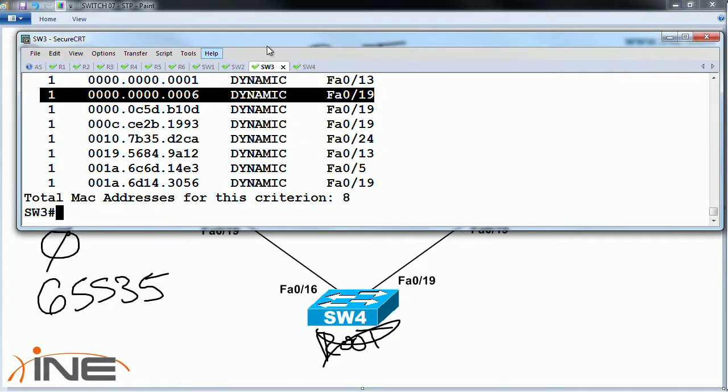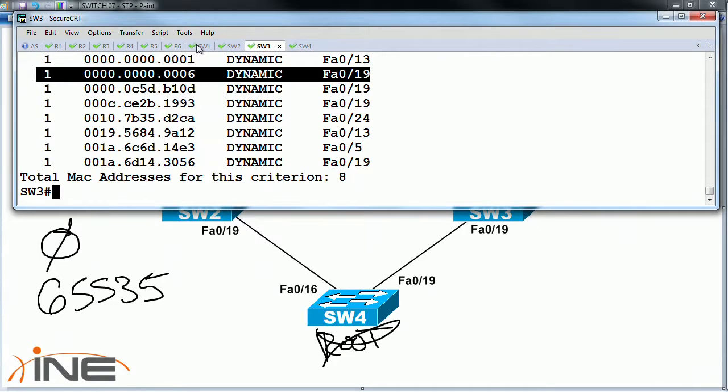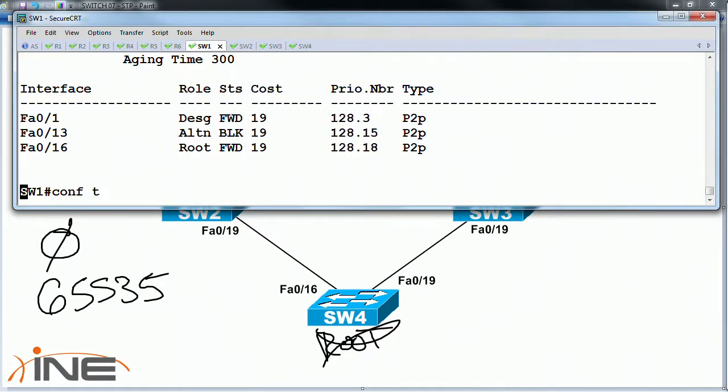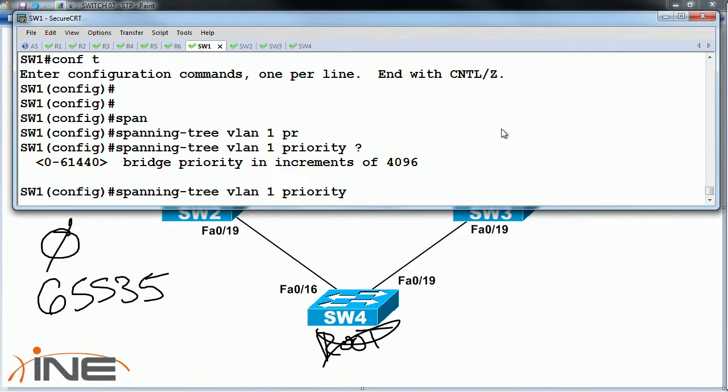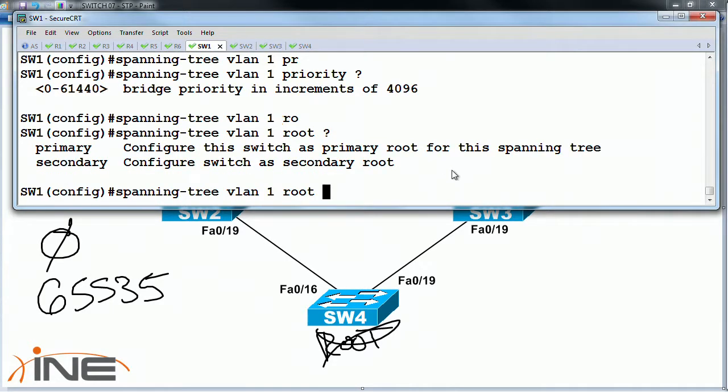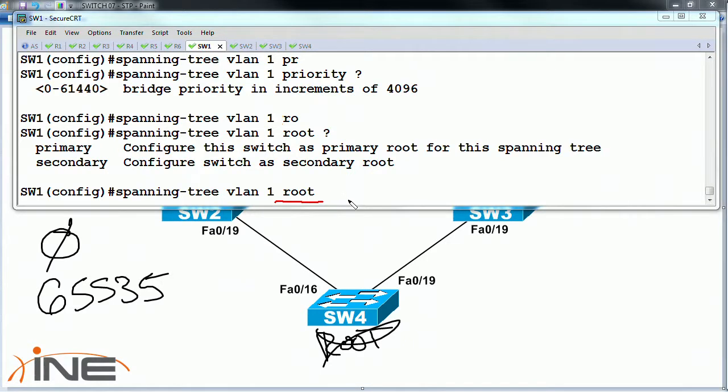Configuration-wise, there are 2 ways that we can change this. We have the spanning tree VLAN priority command, which, since we're running per VLAN spanning tree, gives a different path selection for the different instances or the different VLANs. We could change it with this command, or we could use the root command. The difference between these is that the root command is a macro.